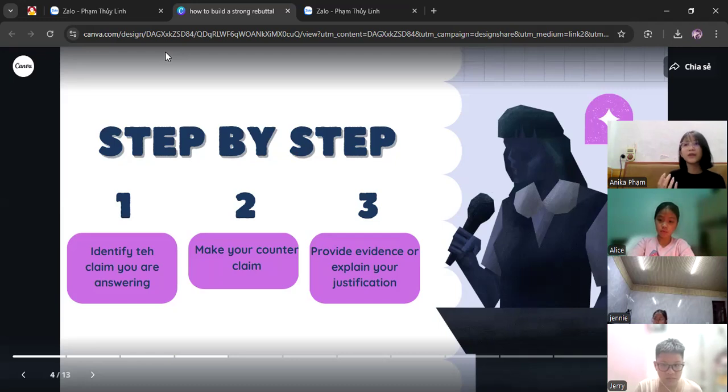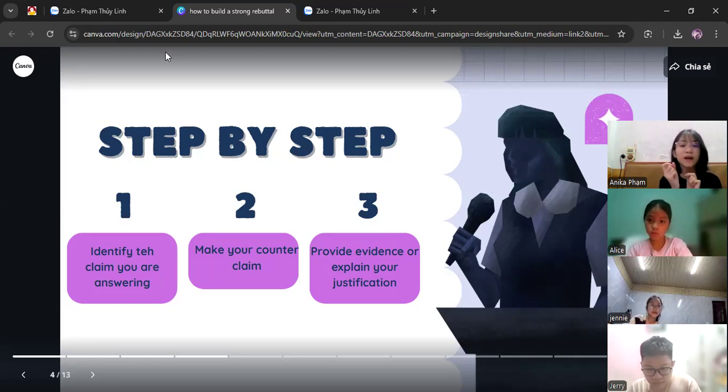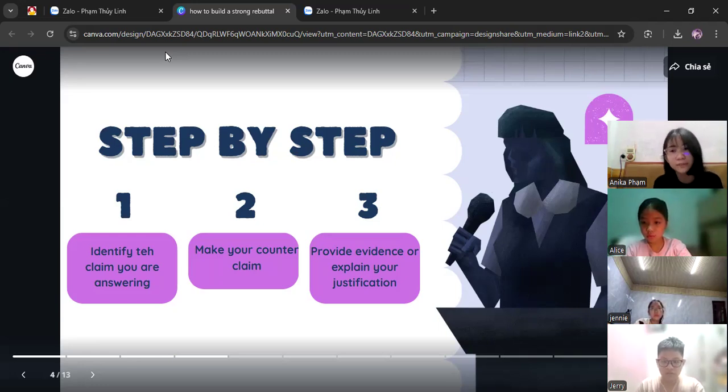Secondly, it's to make your counterclaim. Think about the claim that they have made and then start to make it your own. So you have to write all of those down and provide evidence or explain your justification, like explain why you think your claim is better than their claim.